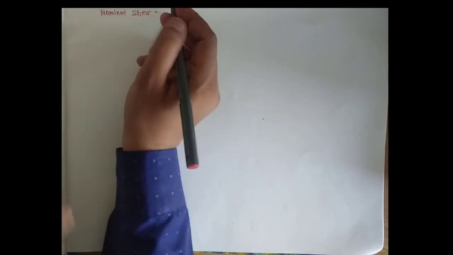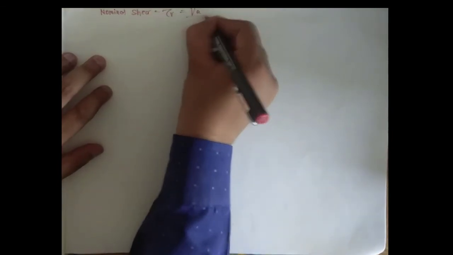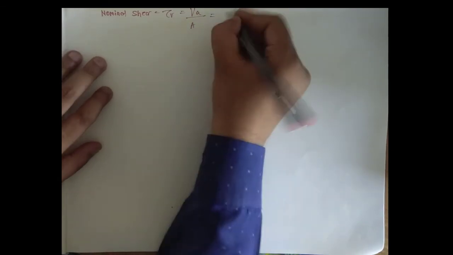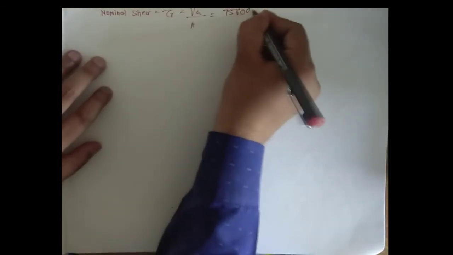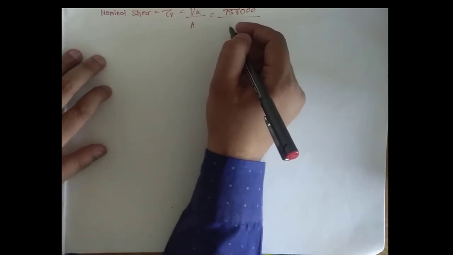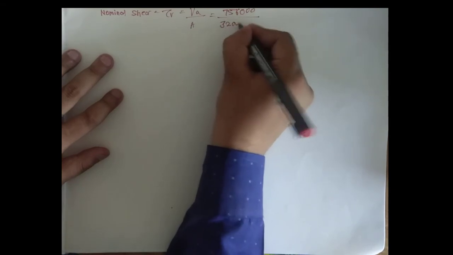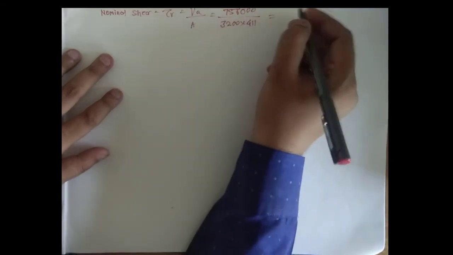Now we'll next calculate the nominal shear on the next page. The nominal shear tau v is equal to the force, just now we have calculated 756,000, divided by the perimeter into the depth of concrete, just now we have seen 3200 into 411. So it is coming out to be 0.57.